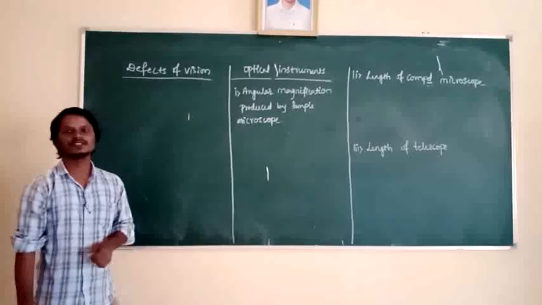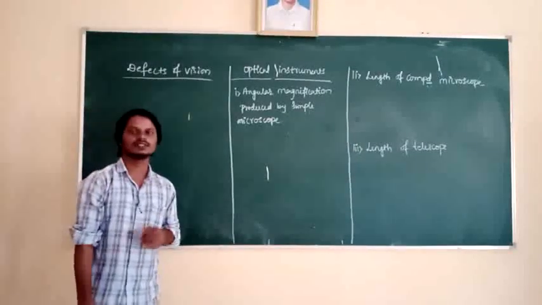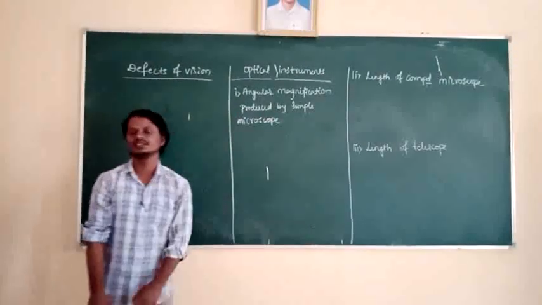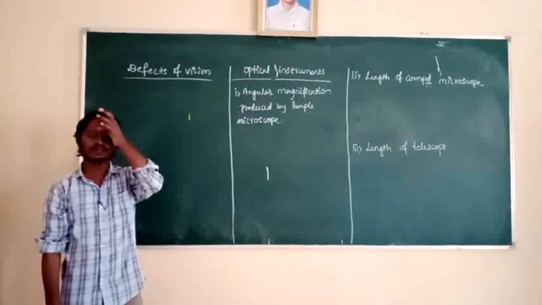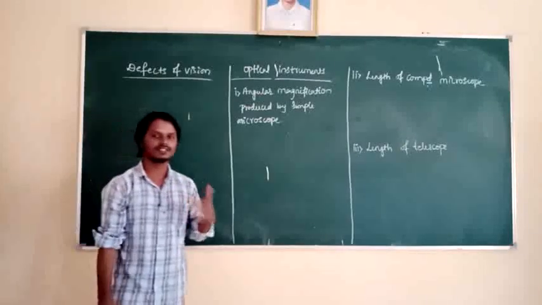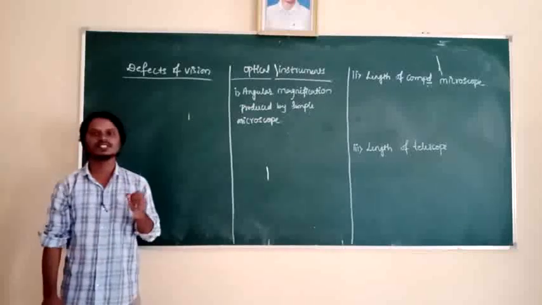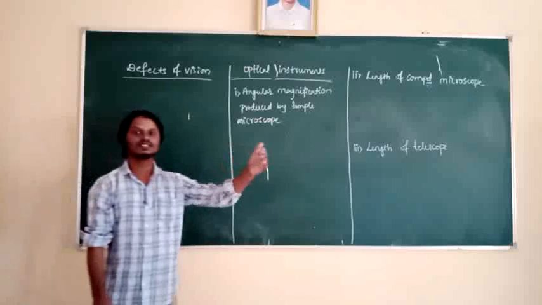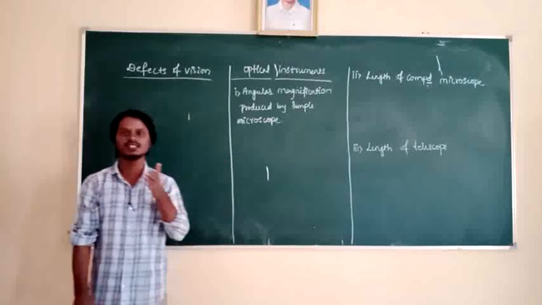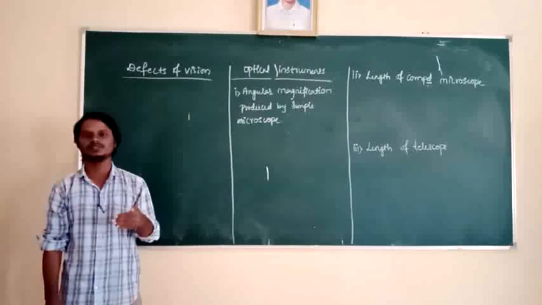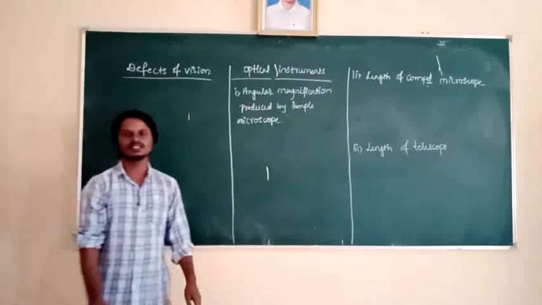So good morning students. Today we are going to discuss some CET questions related to defects of vision and optical instruments. So already we know what is meant by defect of vision. The person with a defect of vision sometimes can see the nearby objects clearly but not the distant objects clearly, and sometimes he can see the distant objects clearly but not nearby objects. This is called defect of vision.